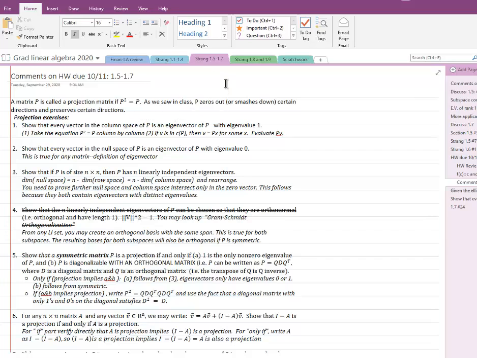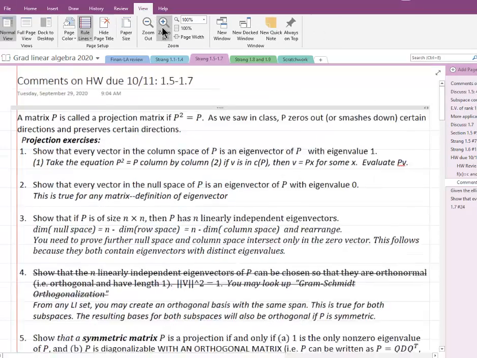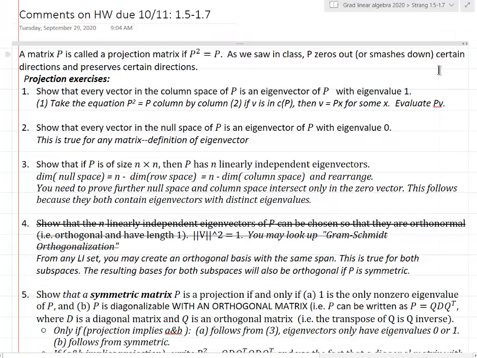All right, so let's go ahead and start with this, make it a little bit bigger. Okay, and we can make this big. Now a matrix P is called a projection matrix if P squared equals P. If you do P twice, it's the same thing as doing P once. We saw in class P zeroes out certain directions and preserves certain directions. So some vectors get smushed down to zero, and some vectors get preserved as you keep hitting them with P and nothing happens to them. So in the following exercises, we're always assuming that P squared equals P.